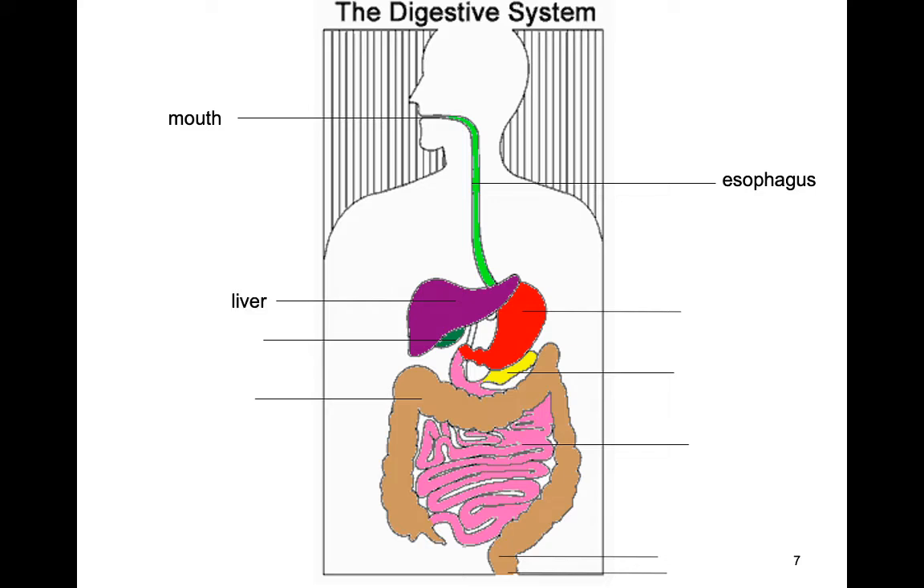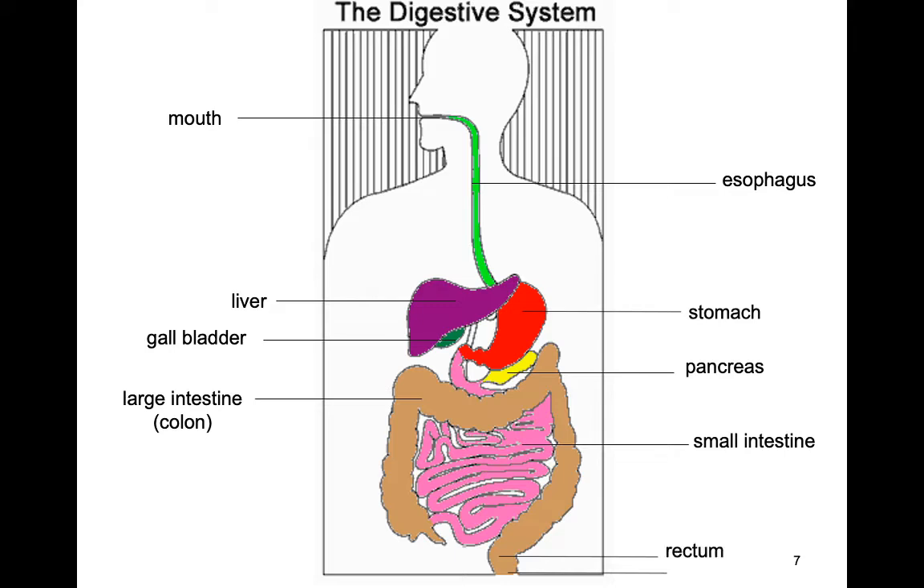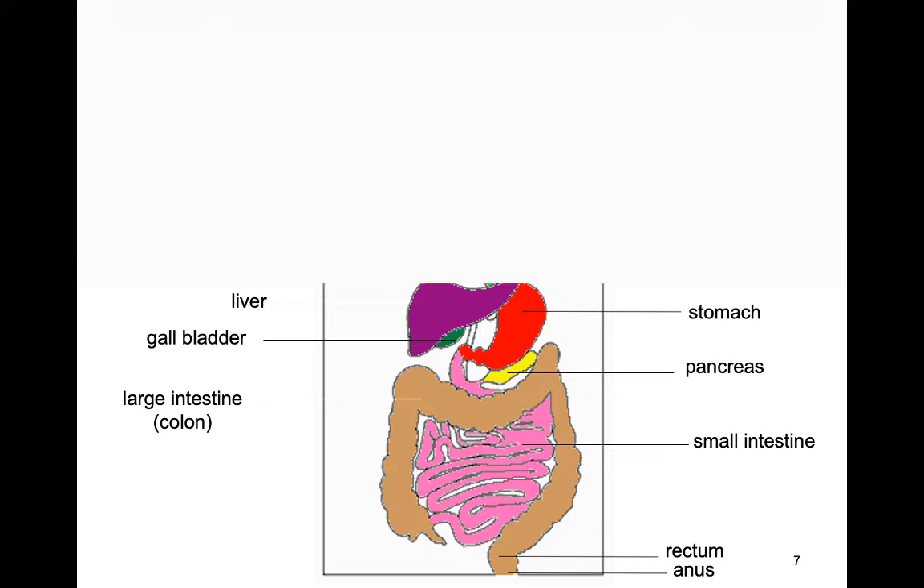Then you have the liver, which is purple. Red, oh wait, no, we're not going there. Red is the stomach. Green is the gallbladder, yellow is the pancreas, the brown is the large intestine, the pink is the small intestine, then we have our rectum and anus. Okay, so all of these parts together make up our digestive system. I'm going to go over some of the main organs and what their role is, and then we can look at how food travels down our digestive system. So starting at the mouth.